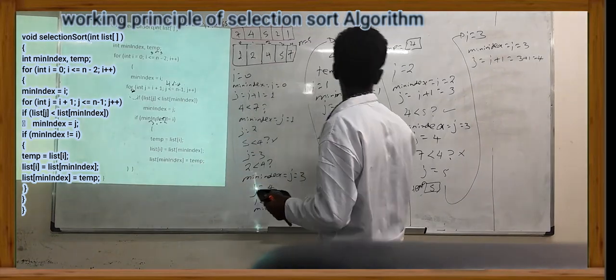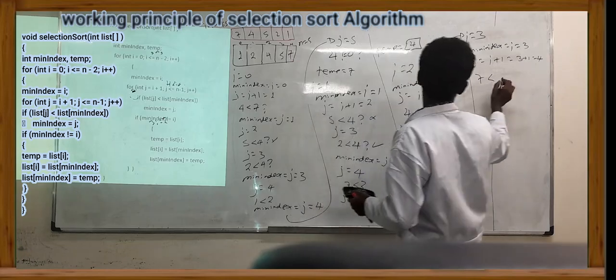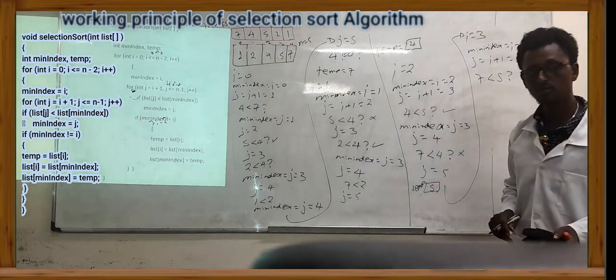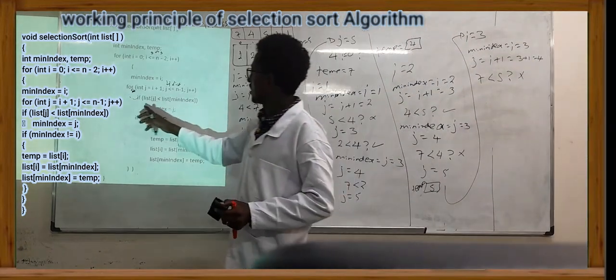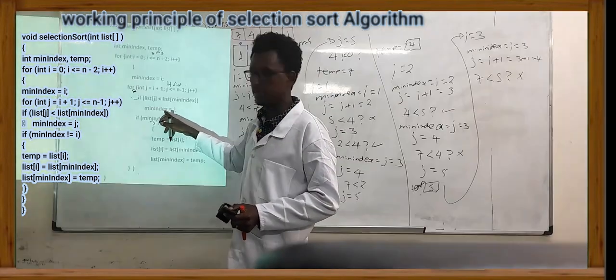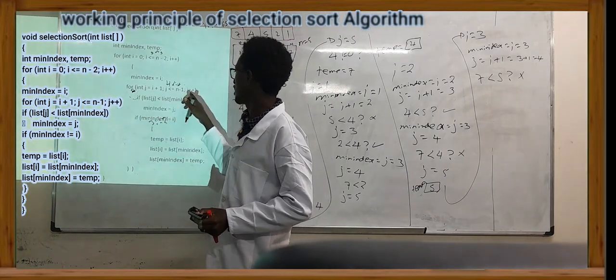List of 4 is 7. 7 less than list of 3, which is 5. Is this statement true? No, this statement is wrong. Therefore, we cannot change the value of min index. Therefore, we directly go back and increment the value of J.